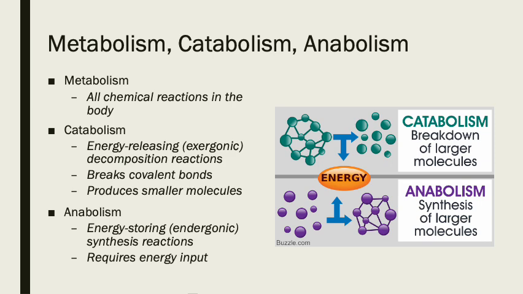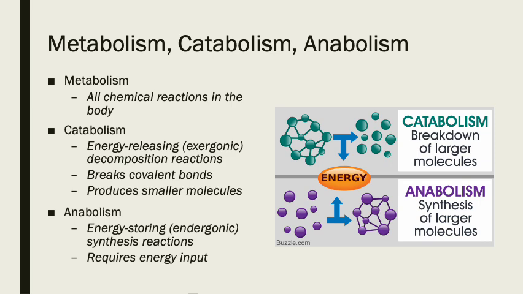So any chemical reactions that happen in our body are referred to as metabolism. We have different types of reactions that happen in our body. We have ones that release energy, which are decomposition reactions. They break covalent bonds and they make smaller molecules. So when we are making things smaller, we're obviously breaking them apart, right? So we're breaking the bonds in those things and we're making them into smaller molecules. This is called catabolism.